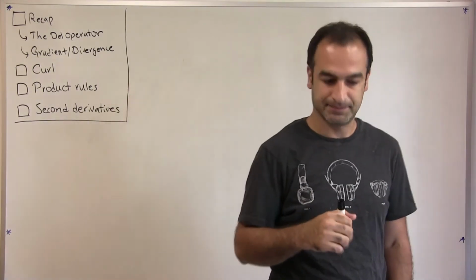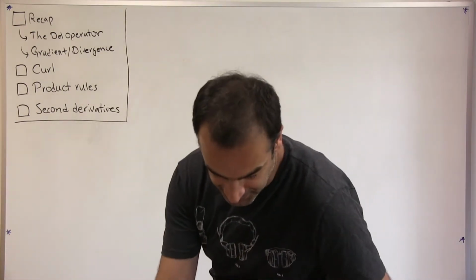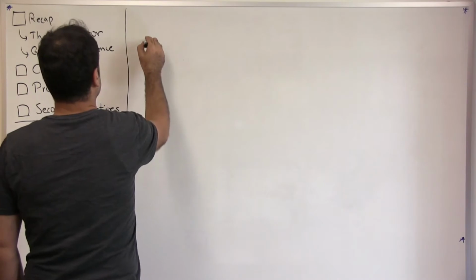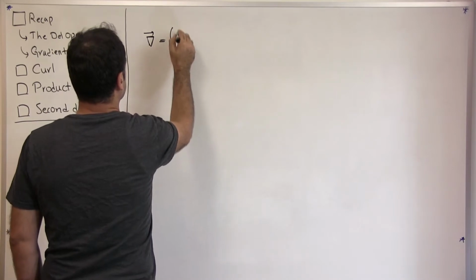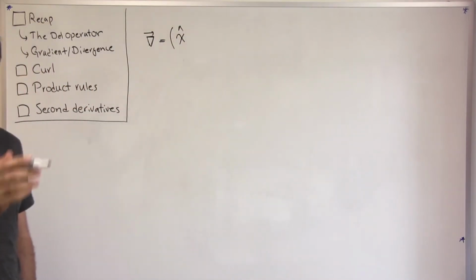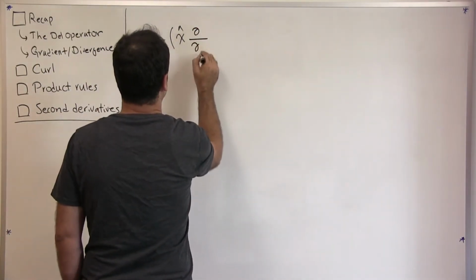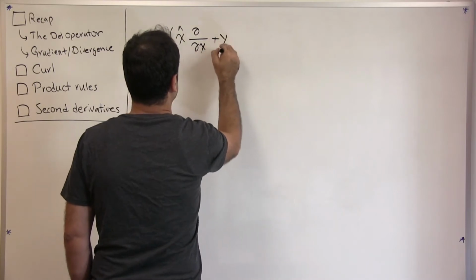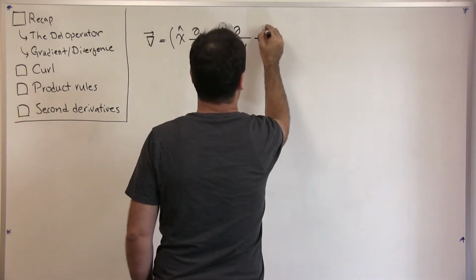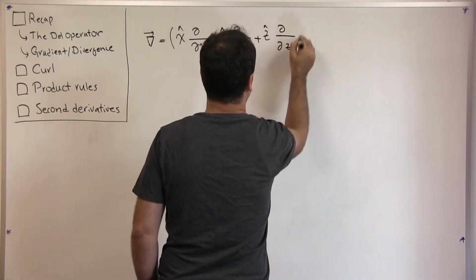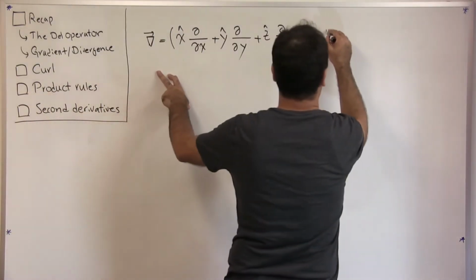Okay, so the del operator. We talked about the gradient first, and we defined the del operator as the unit vector in each direction times the partial derivative in the same direction. So it's going to be x hat times partial derivative with respect to x, plus y hat times partial derivative with respect to y, and z hat d over dz. This is an operator, and technically a vector operator.